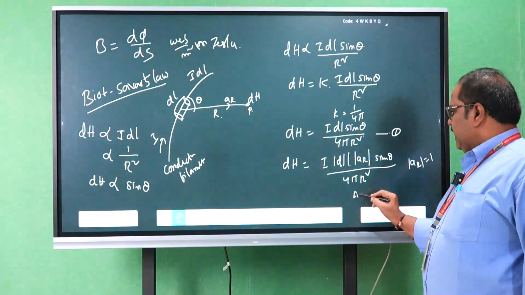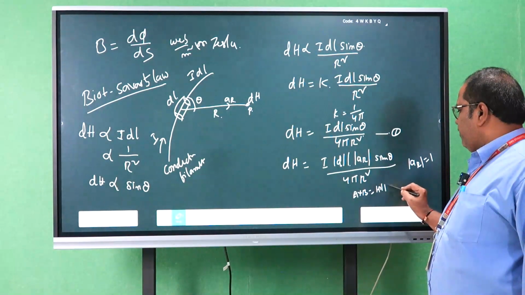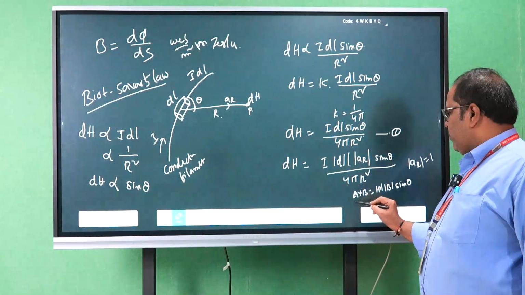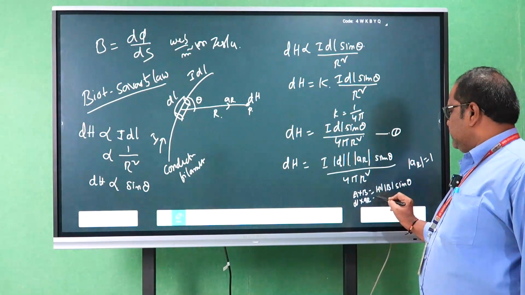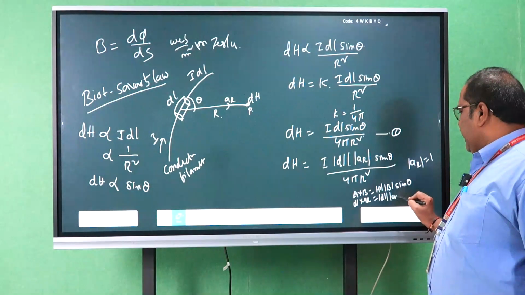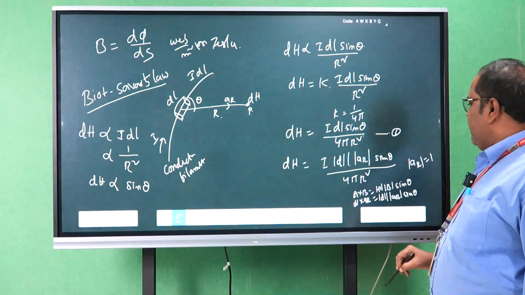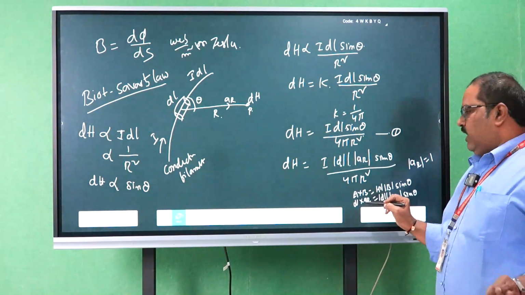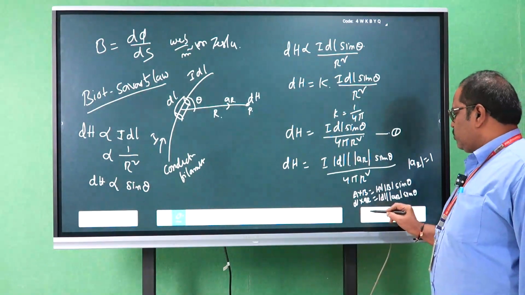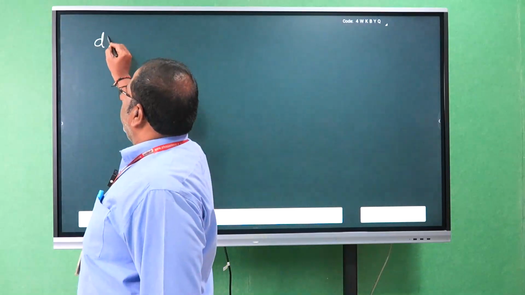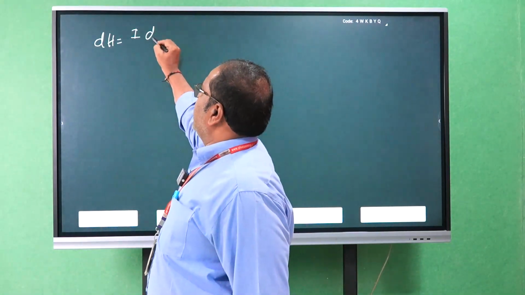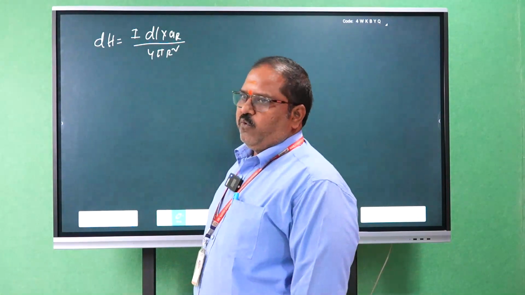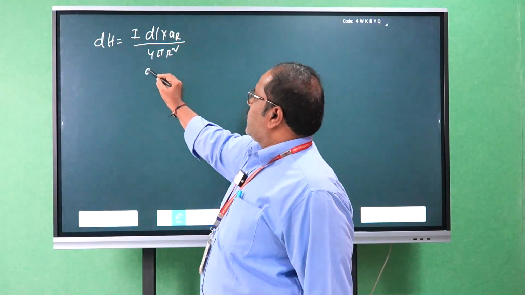But we know that a cross b is equal to magnitude of a, magnitude of b, sin theta. Therefore, dl cross ar is equal to dl magnitude, ar magnitude, sin theta. In the place of dl ar sin theta, you have to replace with dl cross ar. Substituting into the above equation, dH is equal to I dl cross ar by 4 pi r square.